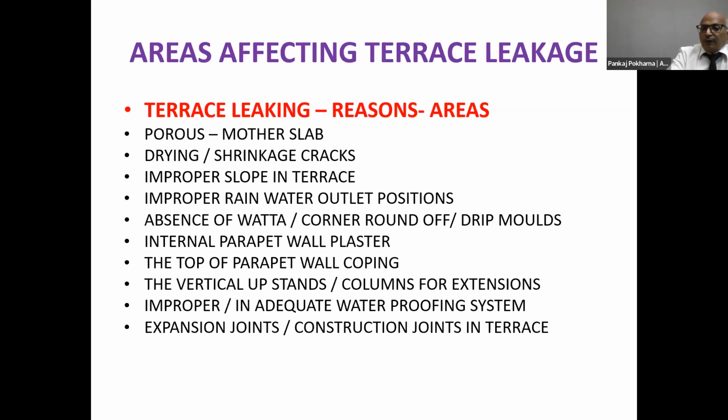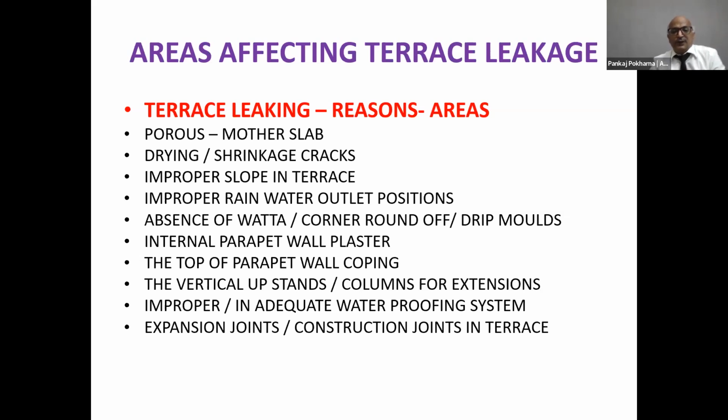There are also problems in the terrace which lead to leakage, such as the parapet plaster wall itself. The plaster on the parapet wall is porous, and it penetrates the slab and leaks below the roof ceiling. Then there is the top of the parapet coping. If no coping is made on top of the parapet wall, it will absorb water and create leakages below.